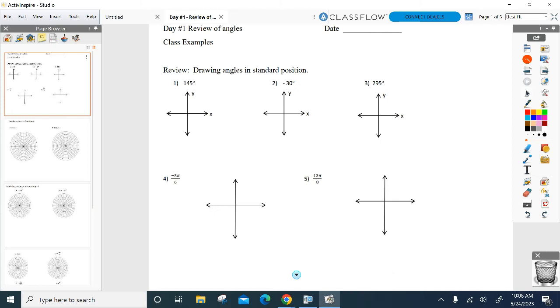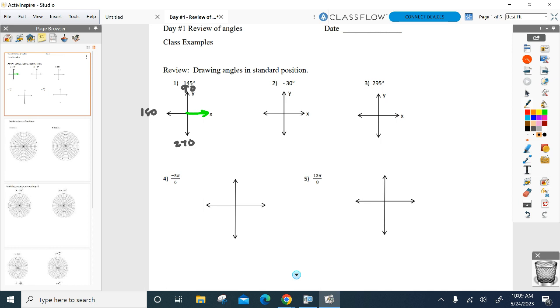Review that real quick, how to graph it on an XY axis. First thing, half your angle is always on the positive side of the x-axis. Maybe that's starting to come back now. The other part depends on the angle. In this case, it's 145 degrees. Remember, it goes 90, 180, 270, and we're back to 0/360 here.